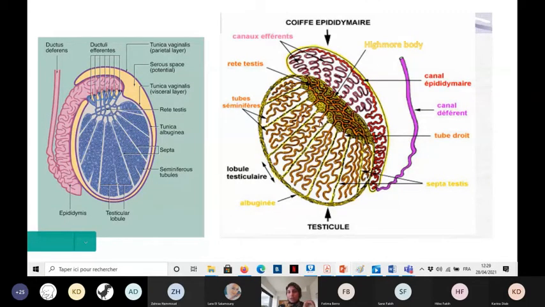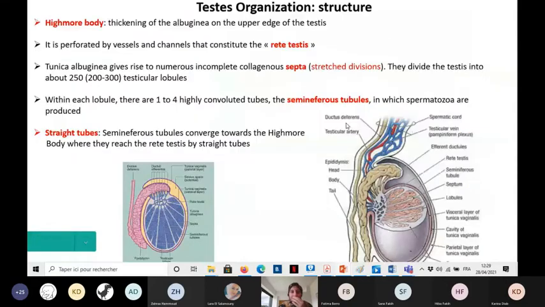And those seminiferous tubules will extend by those straight tubules to reach the Highmore body, forming a web of channels inside of it. This web of channels is called the rete testis. And the rete testis also contains blood vessels. So we have channels conducting the sperm cells and also blood vessels forming this rete testis. Okay, did we understand what the Highmore body is and what the rete testis are?